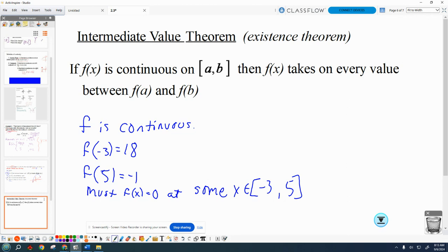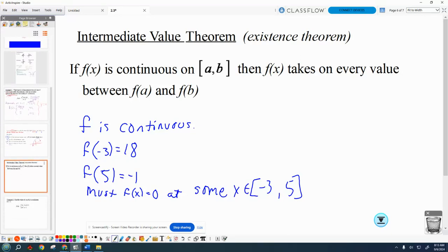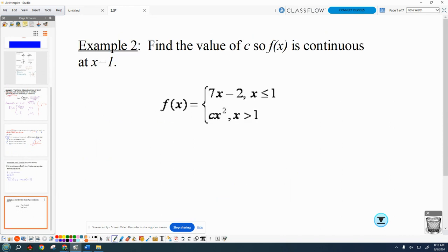Questions? Issues? Try that problem, and then I'll show you the irritating notation that they want to see. Answer it how you would answer it, and then I'll show you what they want.